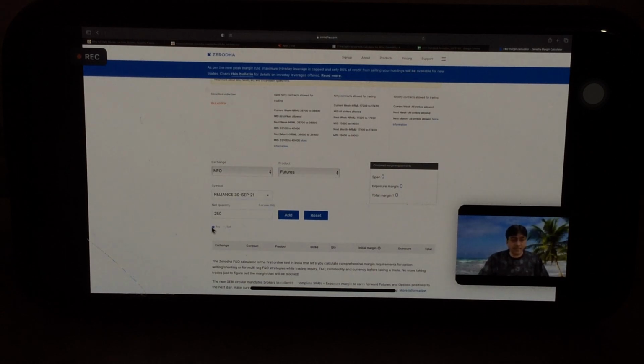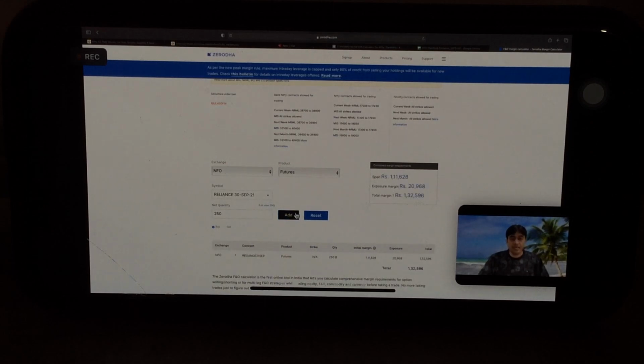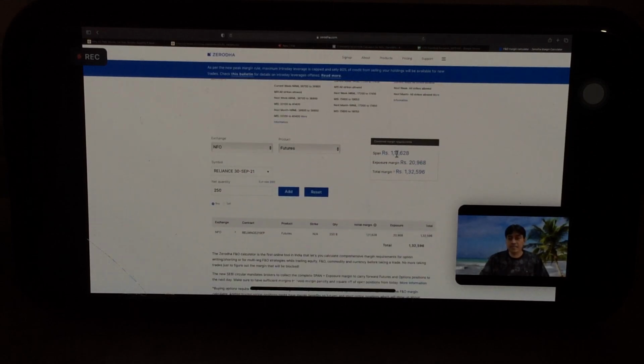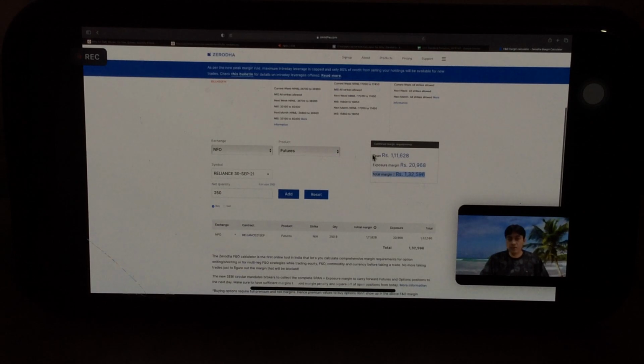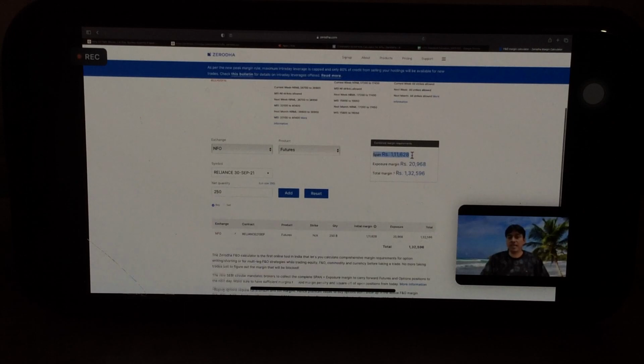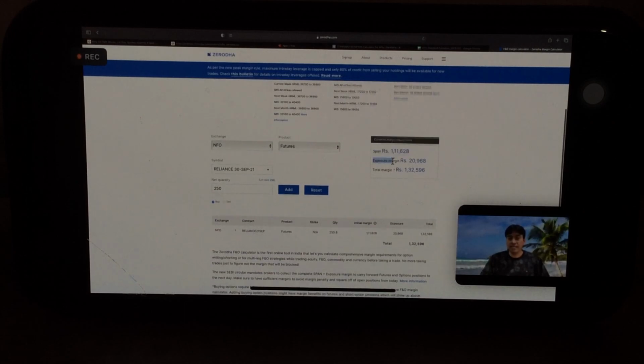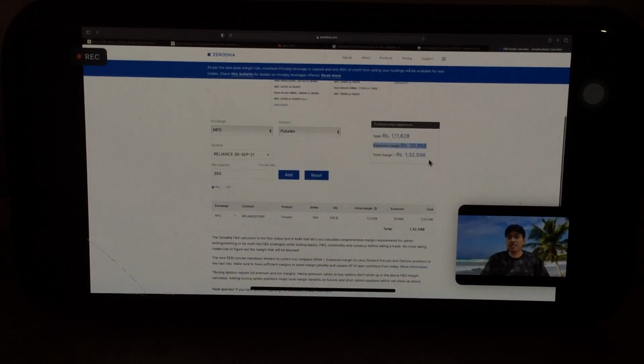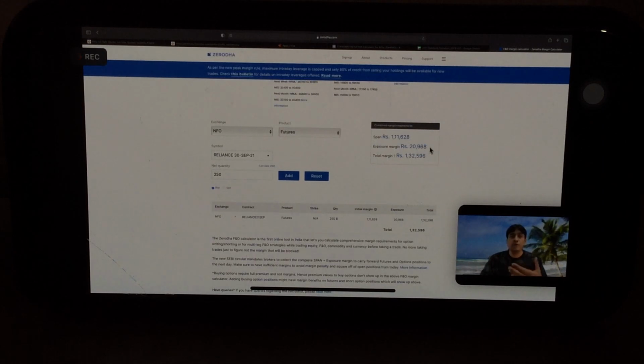So if I add, it's showing me buy or sell. If I add, I am getting here span and exposure margin. So total margin is 1,32,596. So this span margin is 1,11,628. So this is actual margin required, and this exposure margin of 21,000 is for if you are going to carry it overnight. If you are going to carry it overnight, then you will be needing this exposure margin, right?